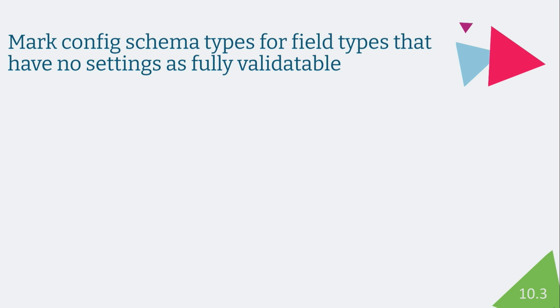All the config schema types for field types that have no settings can just be validatable, because they have no settings and there's no extra validation to add. So we did that, and I'll show a graph later. This was a big bump in the graph.